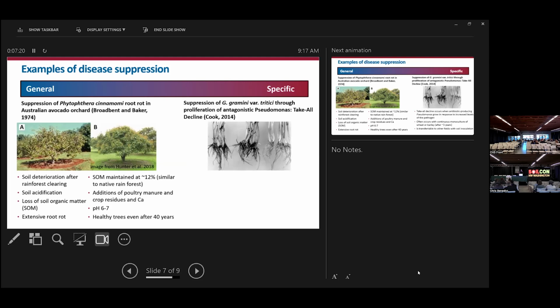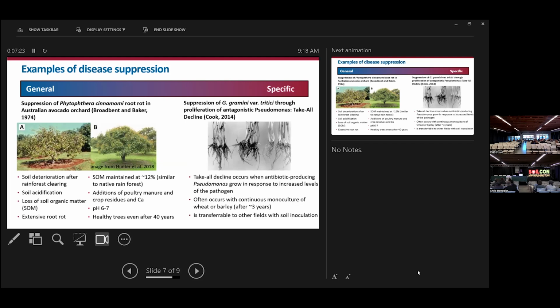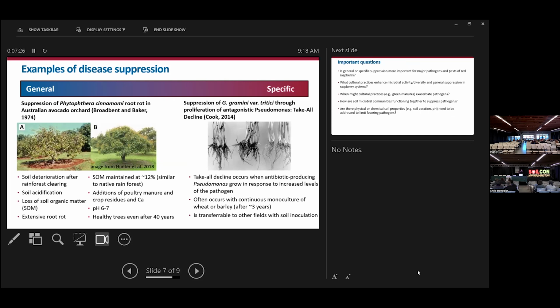On the specific side of things, a classic example is take-all disease, which happens in wheat. There's been what's called take-all decline occurring with continuous monoculture of wheat or barley, because antibiotic-producing Pseudomonas grow in response to increased levels of the pathogen. And it's something that has been shown to be transferable between fields, meaning you could take a little bit of soil from a suppressive field, move it to another field, and then see that suppression forming in that other field. So again, these are two examples on either end of this spectrum.